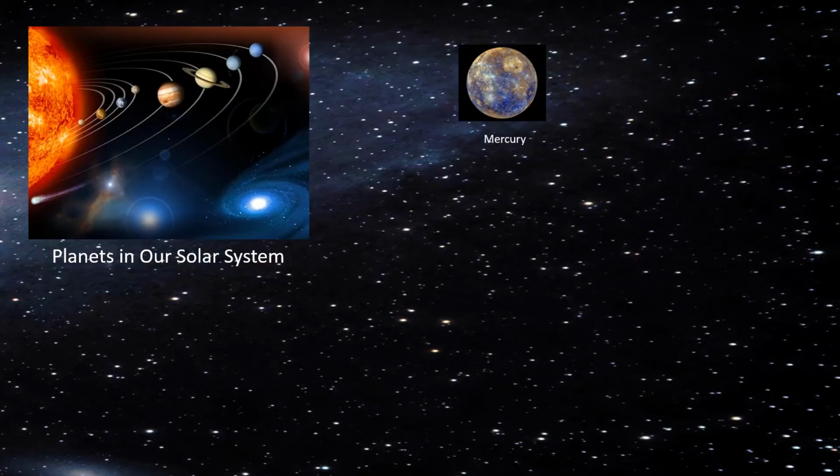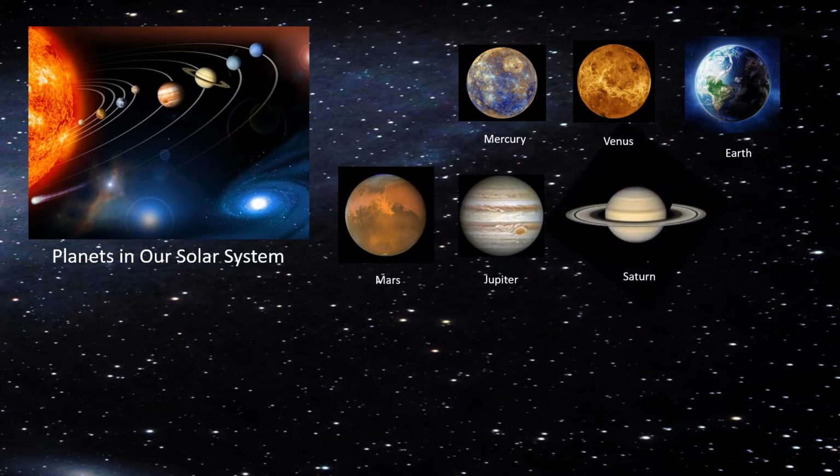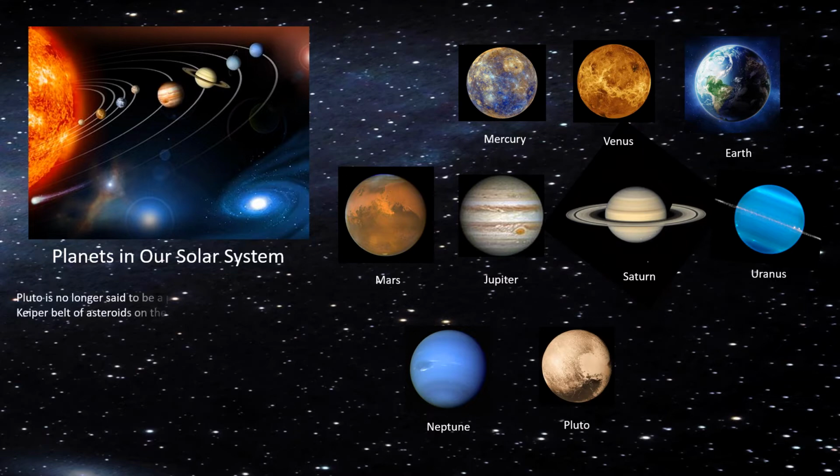So we're very fortunate in that we live in a time where we've actually had satellites take photos of these planets like Mercury, Venus, our Earth, Mars, Jupiter, Saturn, Uranus, Neptune, Pluto. And actually, Pluto is no longer said to be a planet. It's now considered to be part of the Kuiper belt of asteroids on the outer boundary of our solar system.